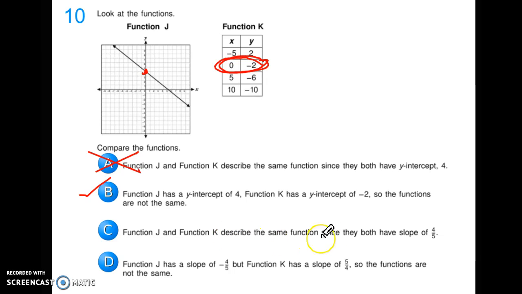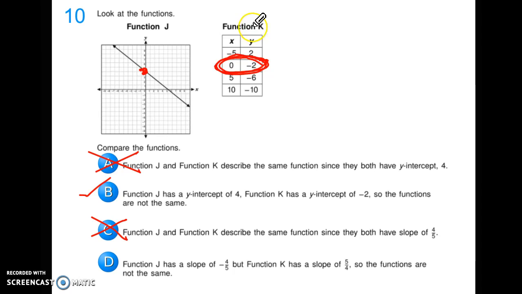Function J and K describe the same function. No, these are not the same function. We've already established because they have different y-intercepts, they are not the same function. Okay, all right. Function J has a slope of -4/5, but function K has a slope of 5/4. So the functions are not the same.